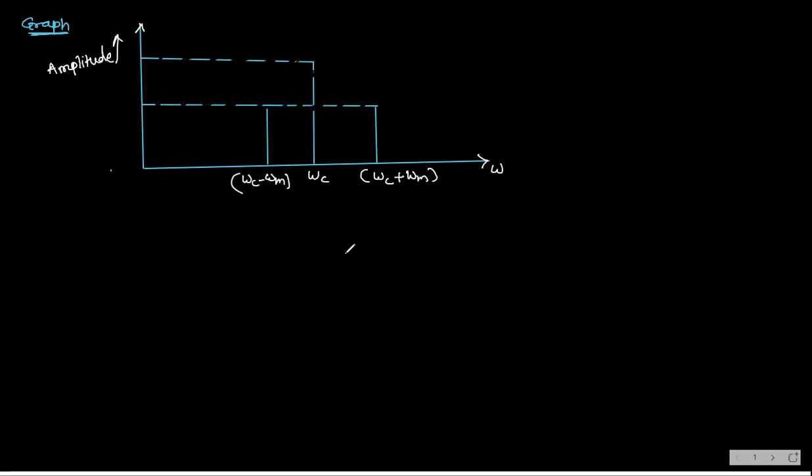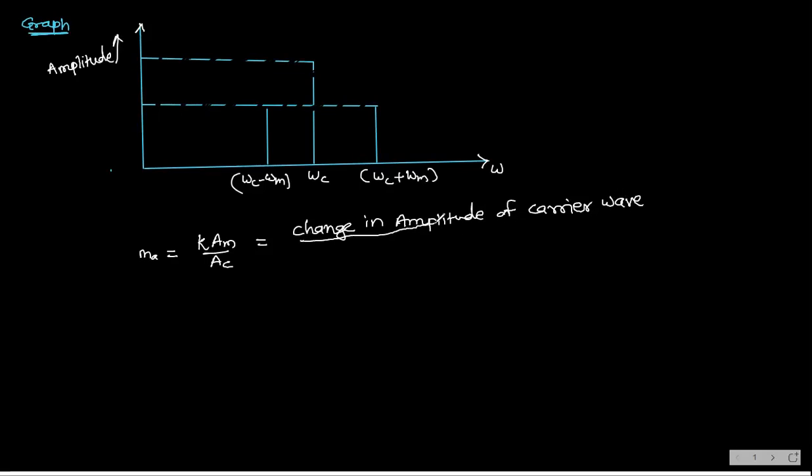Okay. So if you want the modulation index, that is MA, one more formula: K times AM divided by AC, that is, change in amplitude of carrier wave divided by amplitude of original carrier wave.